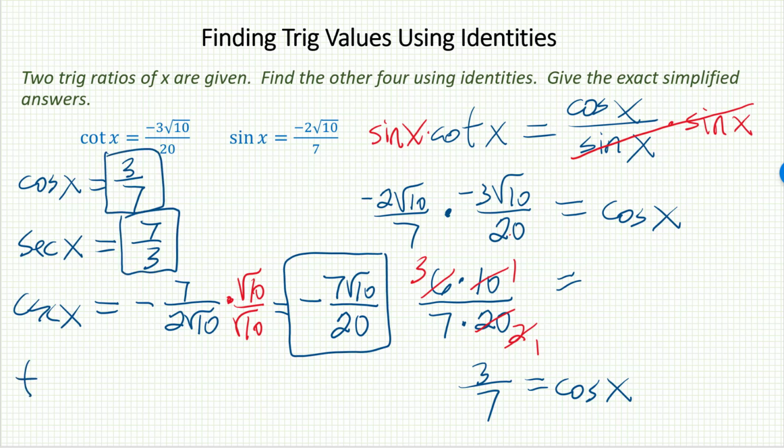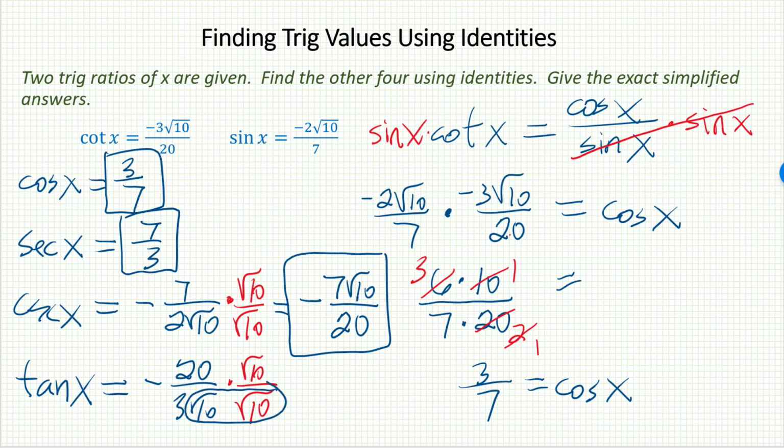And then the last one would be tangent x. That's going to be the reciprocal of cotangent, so don't forget the negative, and then 20 over 3 root 10. Rationalize the denominator. Let's see, root 10 times root 10 is 10. So this part makes a 10, but I can see that 10 is going to divide out with 20, leaving me with a 2 here. My final answer is going to be negative 2 root 10 over 3.